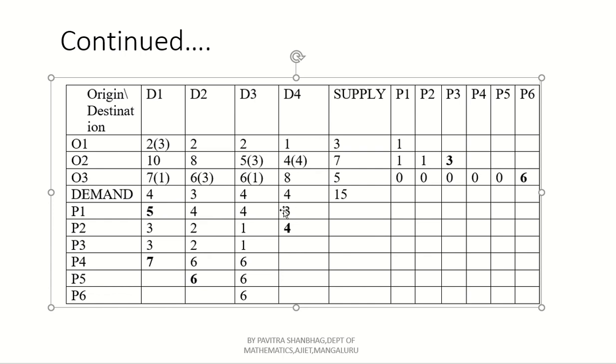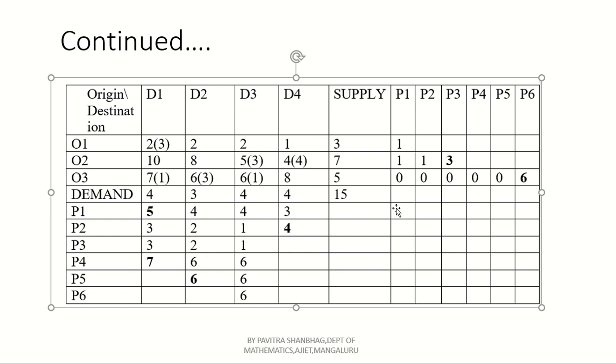Now again compute penalty 3. 10 minus 7 is 3. Next, 8 minus 6 is 2. Next, 6 minus 5 is 1. This column has completely vanished, so there is no need to compute its penalty. Row-wise, the first row we should not consider because it has already vanished. Here 5 and 8, the difference is 3, so 3 is the penalty, and here 6 minus 6 is 0. So what is the highest value apart from this P3?